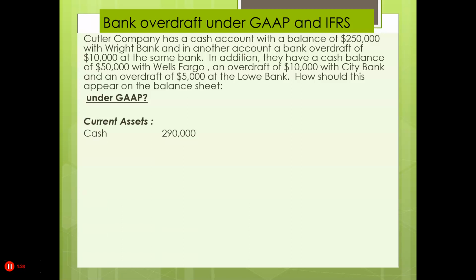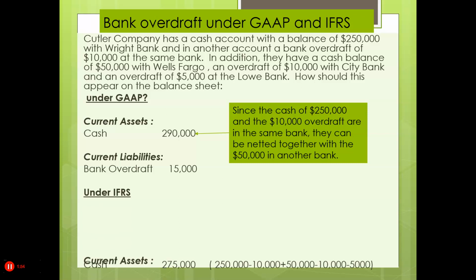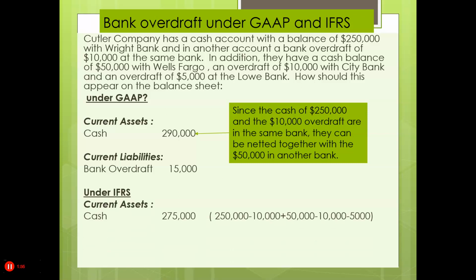Well, for cash, we'd have $290,000, which would be the $250,000 plus the $50,000 in another bank, less the overdraft in the same bank as the $250,000. And then under current liabilities, we would have $15,000, which is the overdraft at Citibank and the overdraft at Low Bank. Now, under the international standard, we could just offset them together and get a total current asset of $275,000, and we would have no liabilities.